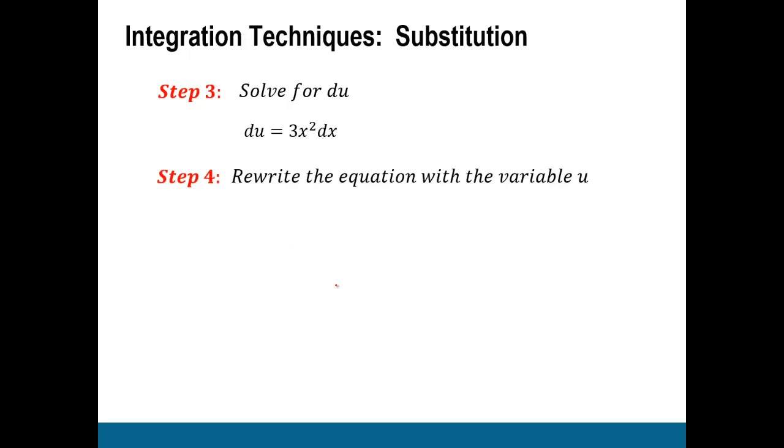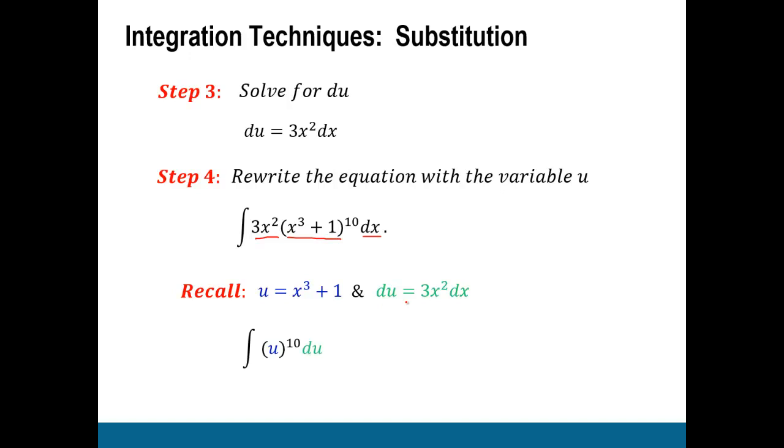Our next step will now rewrite the equation with the variable u. Recall that we substituted u for x cubed plus 1, so we're able to rewrite this portion as a u. We also found that du equal to 3x squared dx, so we can write 3x squared dx as du. So now we've transformed our previous equation into the variable u. We now have the integral of u to the 10th power du.